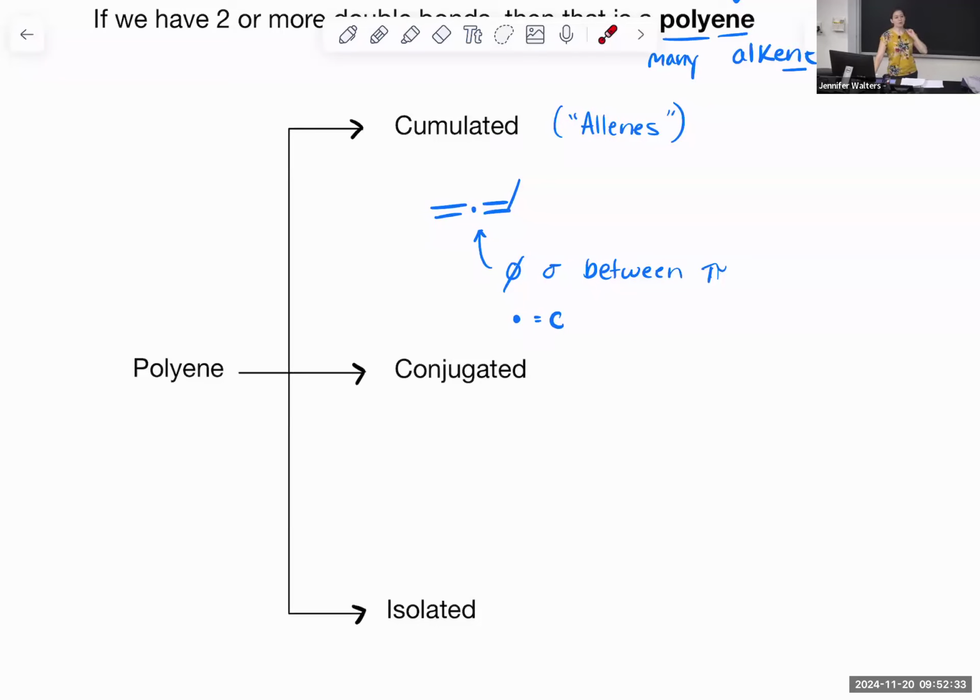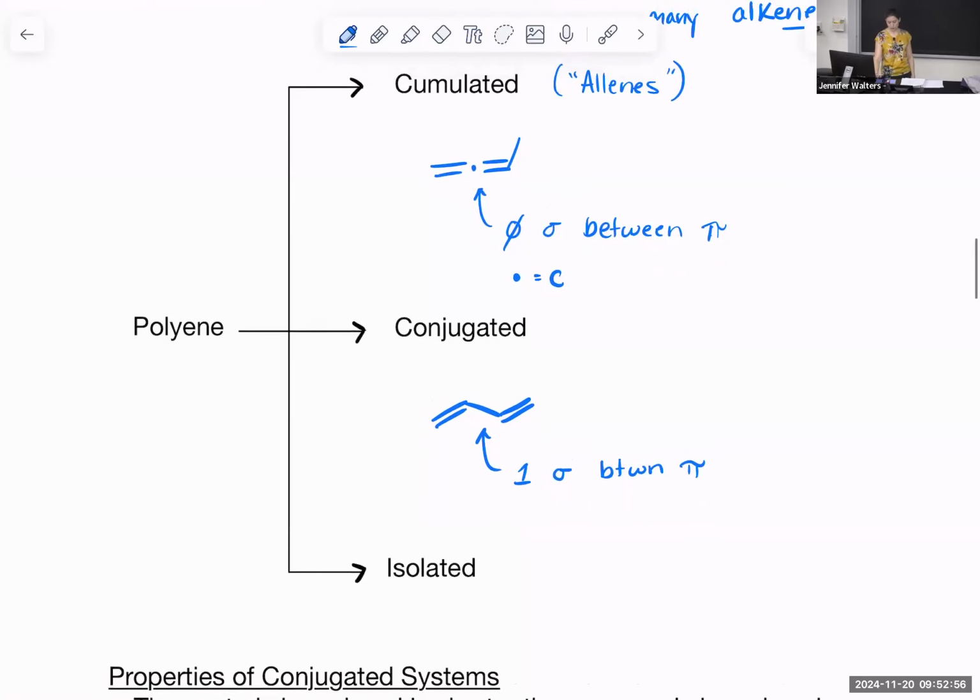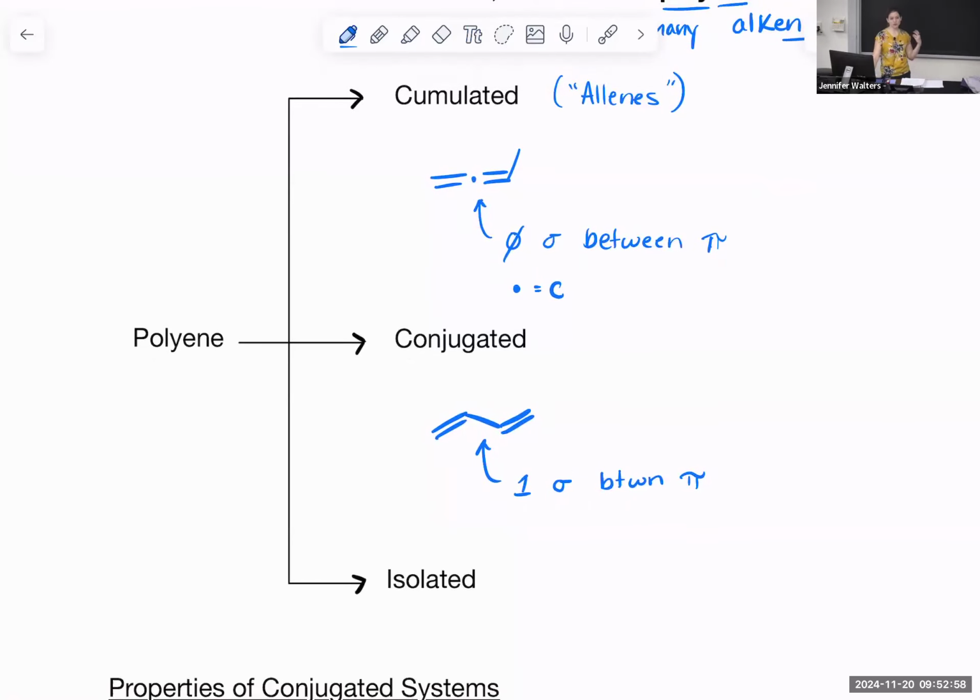Conjugated is going to be where you have 1 sigma bond between your pi. So we get this like double, single, double, or it could be triple, single, double, or triple, single, triple, whatever. It's where you have those 1 sigma between your pi bonds. There's that separation.